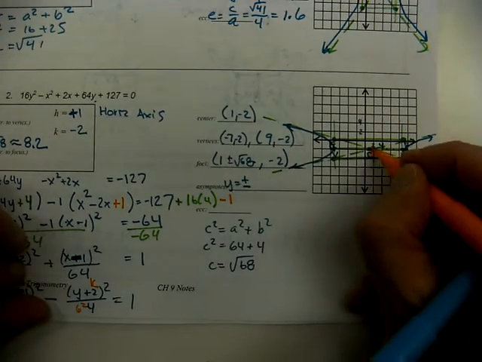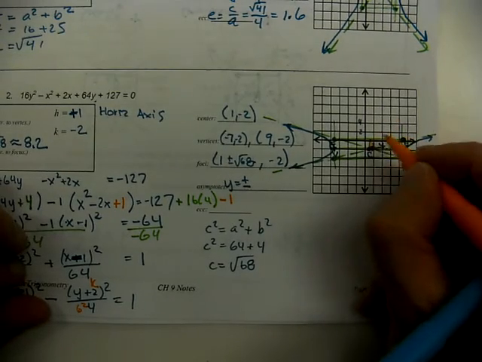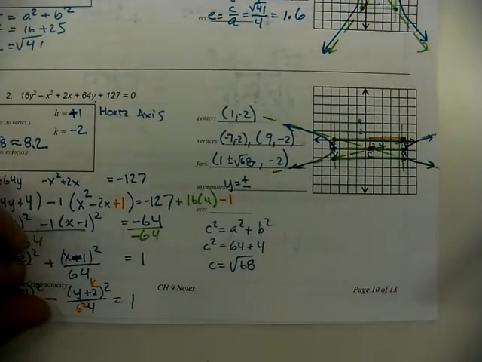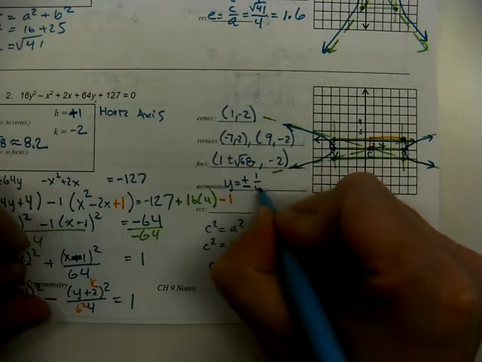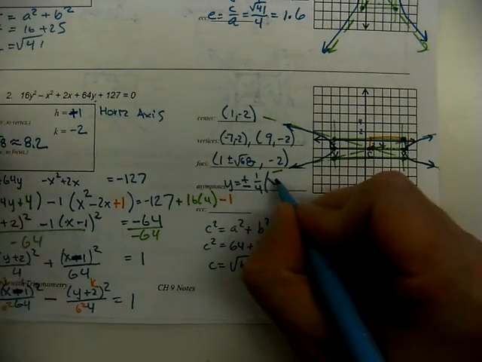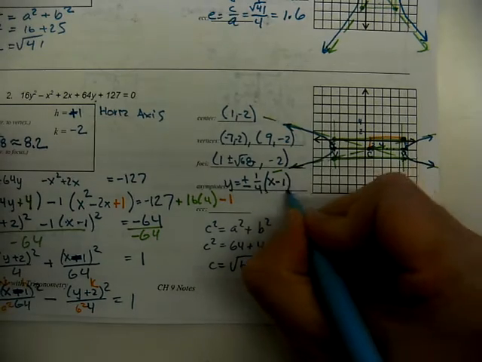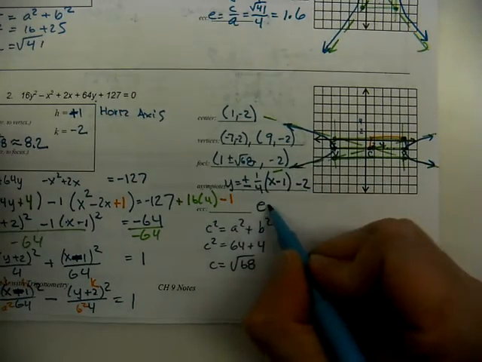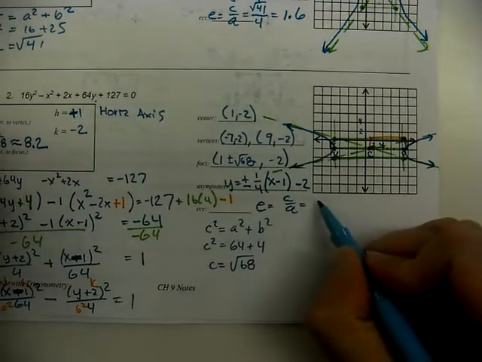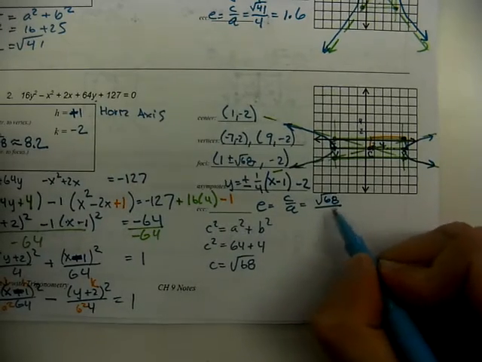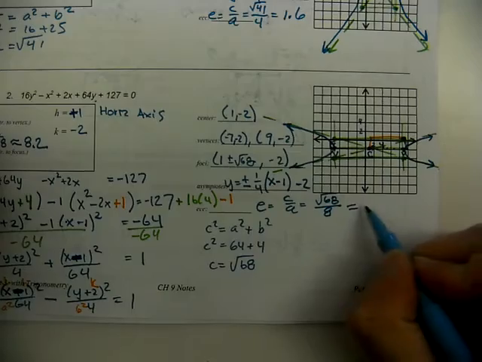The asymptotes are y equals plus or minus. Let's find the slope. We're going from the center to the top right corner, so we're going up 2 and to the right 8, so it's 2 over 8. Let's reduce that to 1/4, and then x minus 1 and a minus 2. Our eccentricity is c over a, so that'll be root 68 over 8, and that's almost 1.